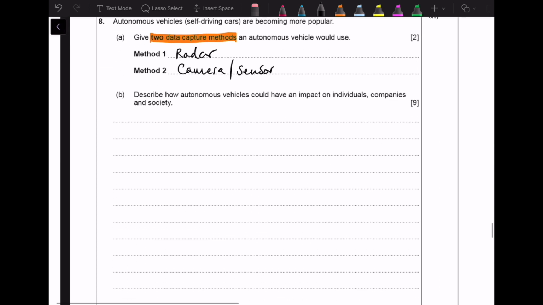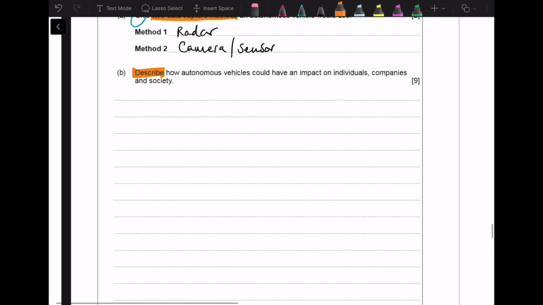Okay, describe. Now then, this is a key trigger point here, right? The one at the top here says give. This one here says describe, right? So we need to now give a description. Describe how autonomous vehicles could have an impact on individuals, companies, and society. Very important with this question because it's worth 9 marks, right? You need to break this down into 3 distinct areas.